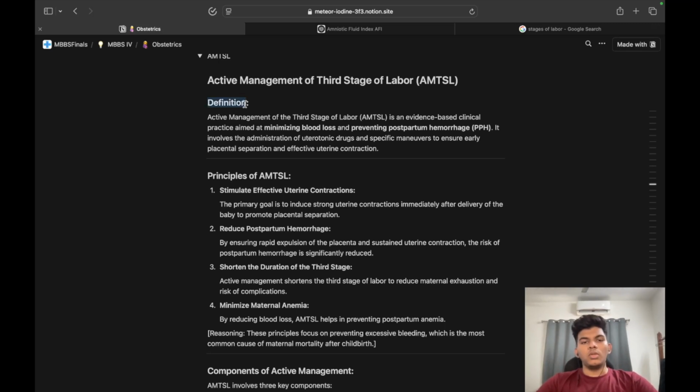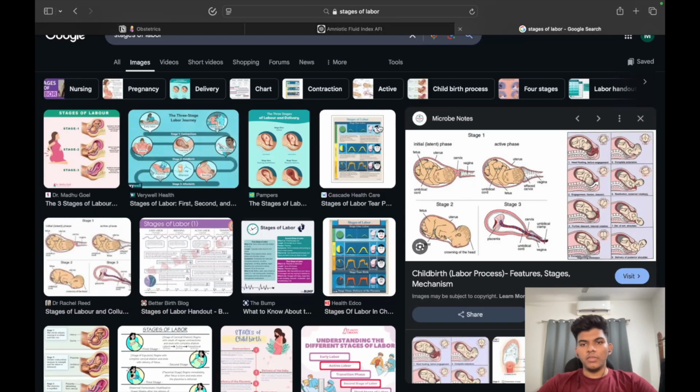Yeah. So coming to the definition, active management of third stage of labor. Now, in short, it is AMTSL. Don't get confused during exams. Not so complicated. Active management of third stage of labor is an evidence-based clinical practice aimed at minimizing blood loss and preventing PPH. So before going over here, we need to know what the stages of labor are.